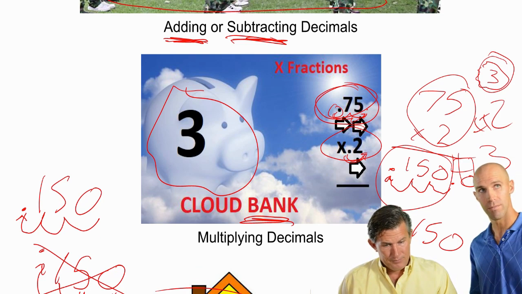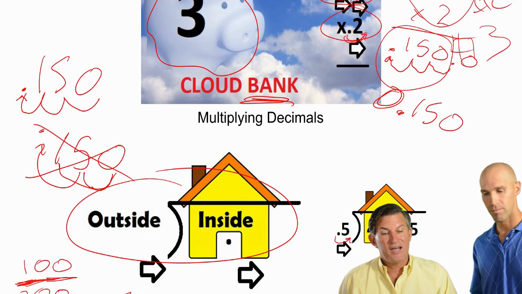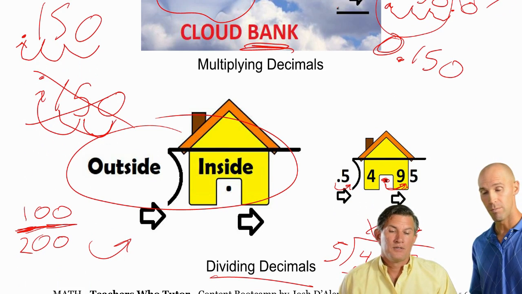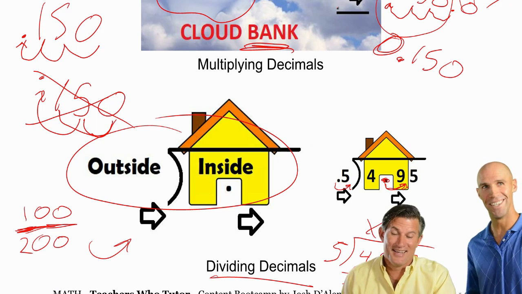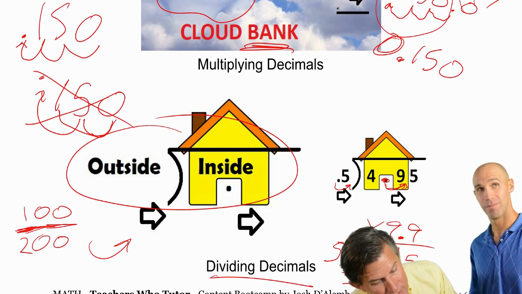ABC. How do you divide decimals? By debarning. Exactly. Outside the barn and inside the barn, or the house. All right.